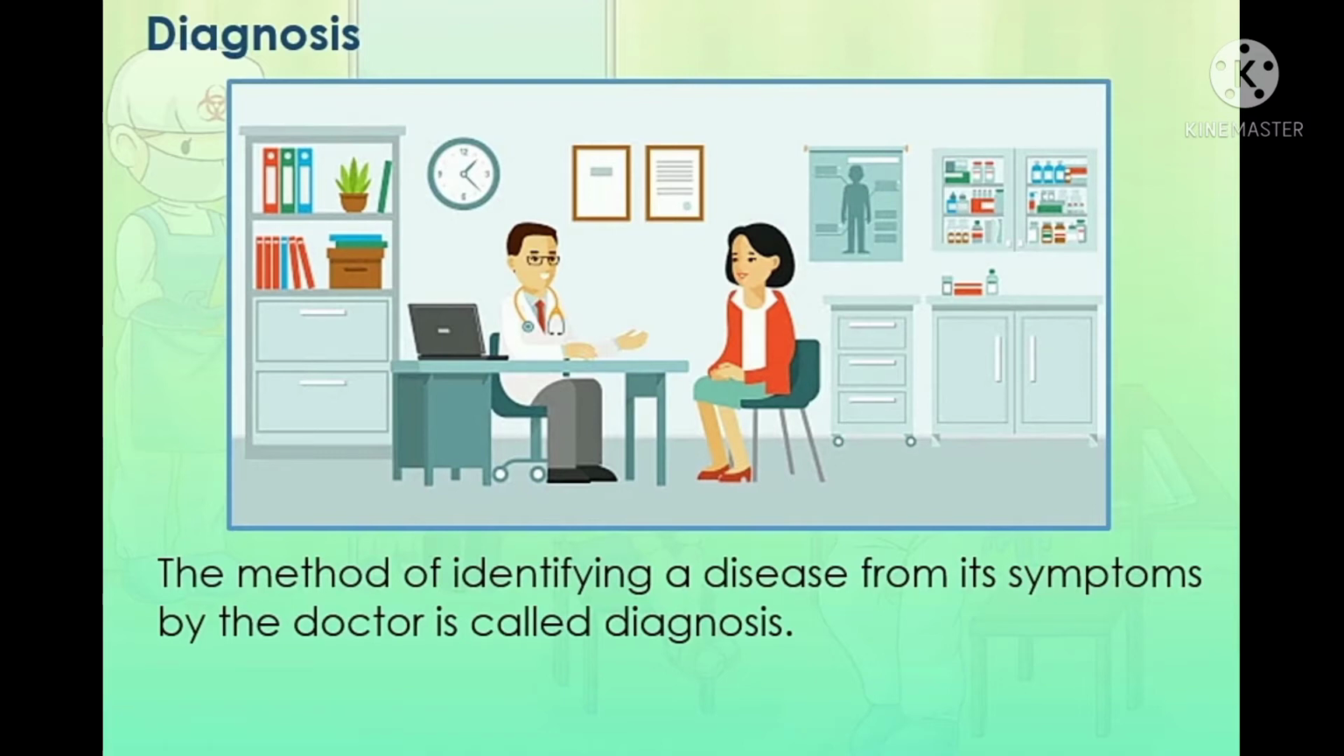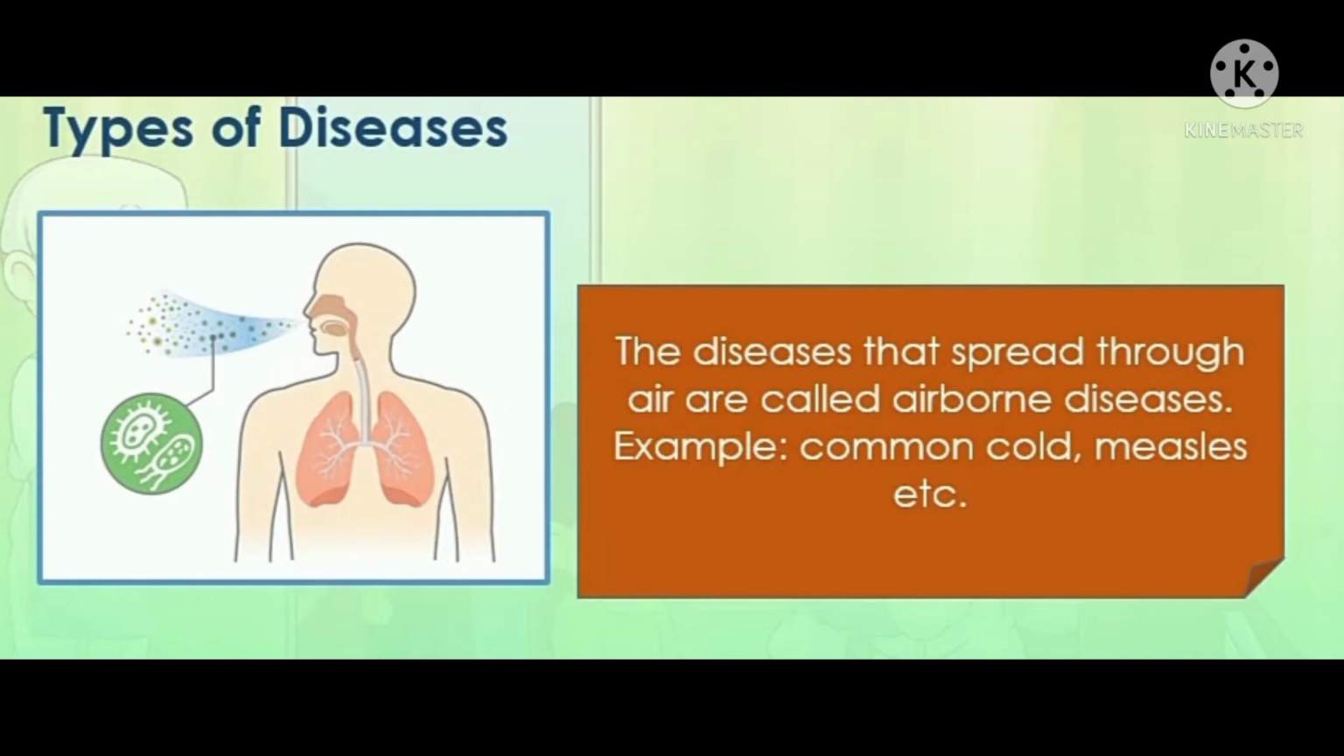Yes, children? Next, let us move on to the types of diseases, children, that spread from one person to another through germs. Okay, what are all the types, children? First, airborne disease. Okay, how are airborne diseases caused, children? Diseases that spread through air are called airborne diseases. Okay, that is, germs from unhealthy people spread through the air through their cough or sneeze to other persons. In this way, airborne diseases spread from one person to another.